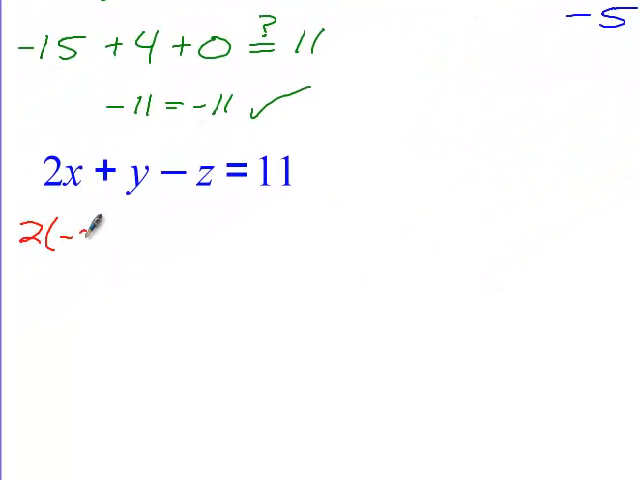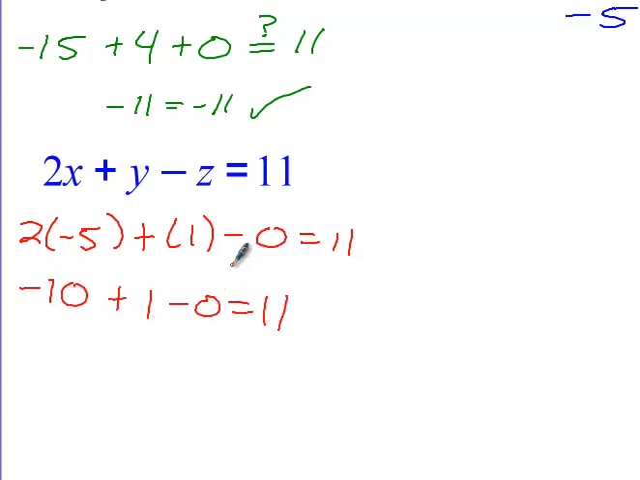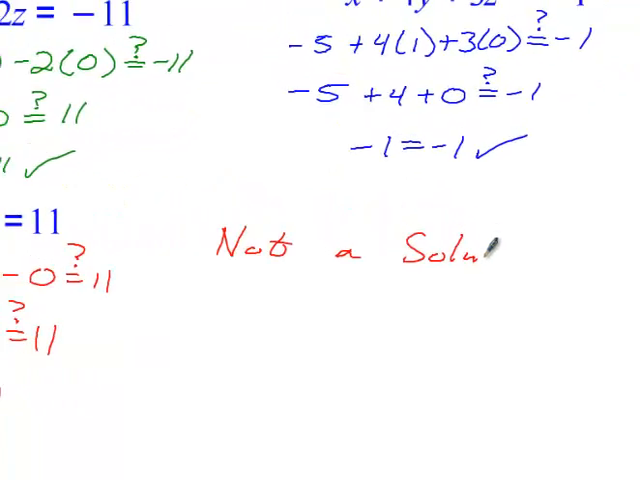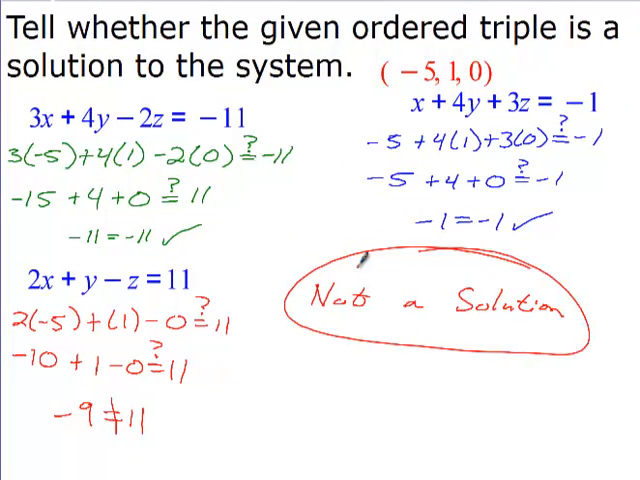Same thing, plug in what you know. Okay, 2 times negative 5 is? Negative 10 plus 1 minus 0 equals 11, and I want to know if that's a true statement. So it's negative 10 plus 1 minus 0. Negative 9. Is negative 9 equal to 11? No, so I put a slash through the equal sign, and I have to still answer the question. Is that ordered triple a solution to the system? Okay, so I put down not a solution. Or no, ordered triple is not a solution, something along those lines. Everybody good with that, yeah?